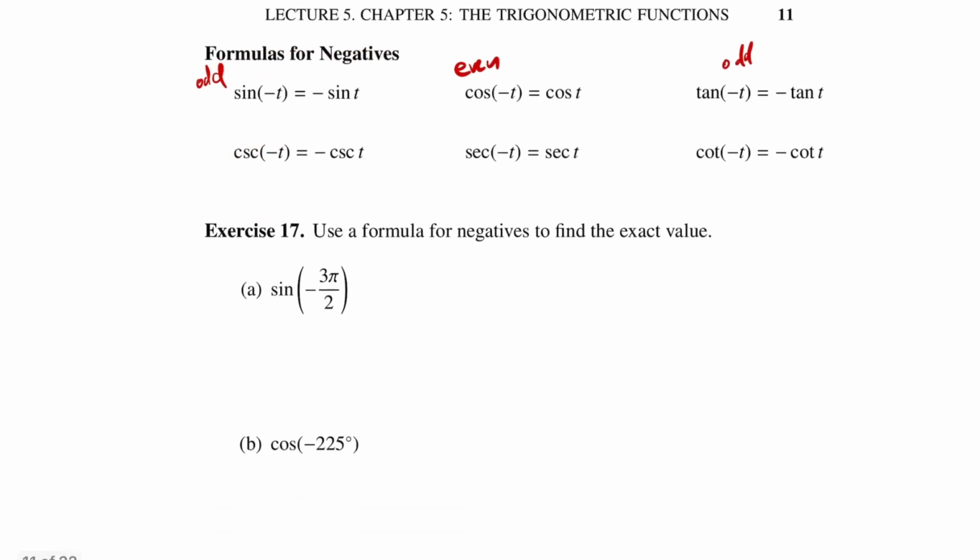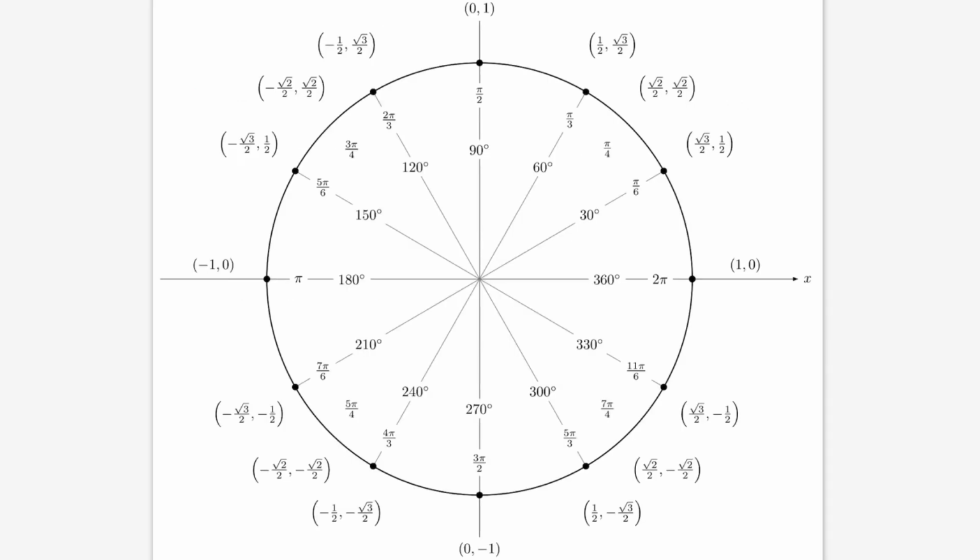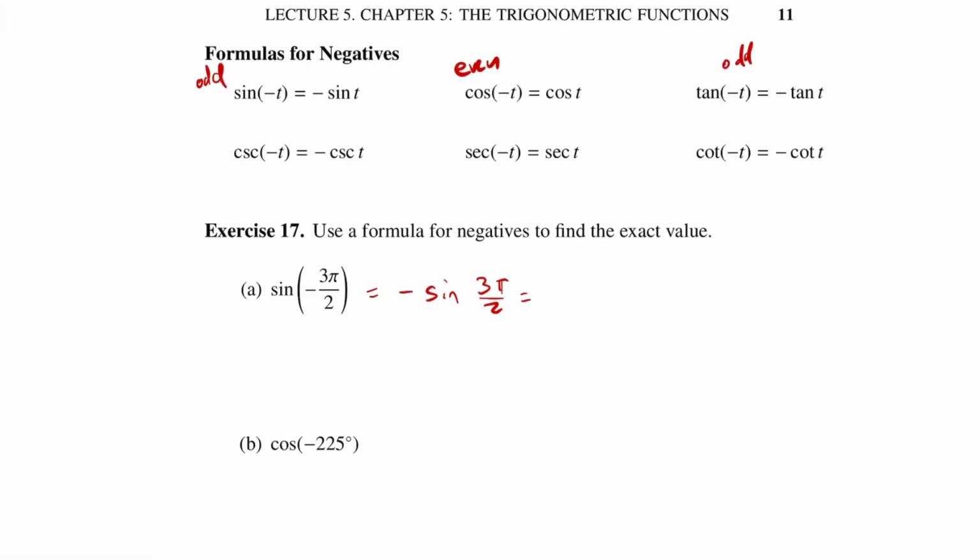If you have a negative angle and you don't want to find a coterminal, you could find a coterminal by just adding 2 pi. That would give you a positive coterminal, or you can just apply this rule. So in this case, it's odd, so the negative would come out, and then you'd be taking the sine of positive 3/2 pi. Looking at your unit circle, 3/2 pi is here, sine is -1, but you're taking the negative of -1, which is +1.